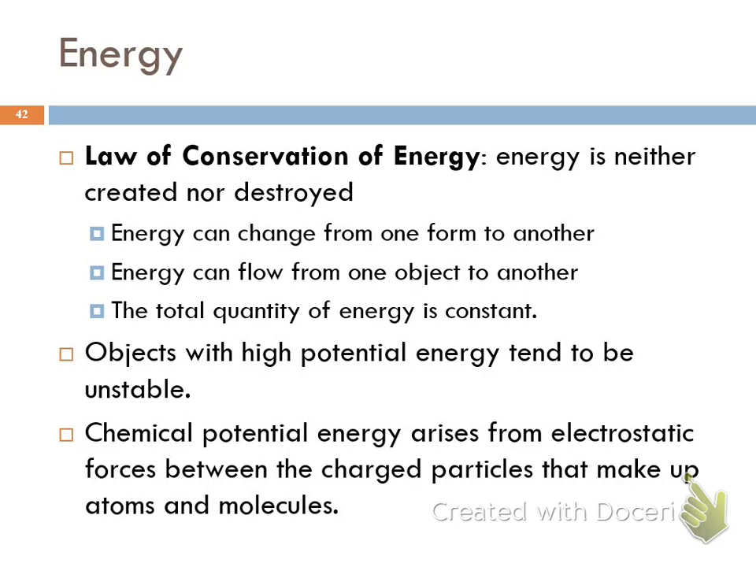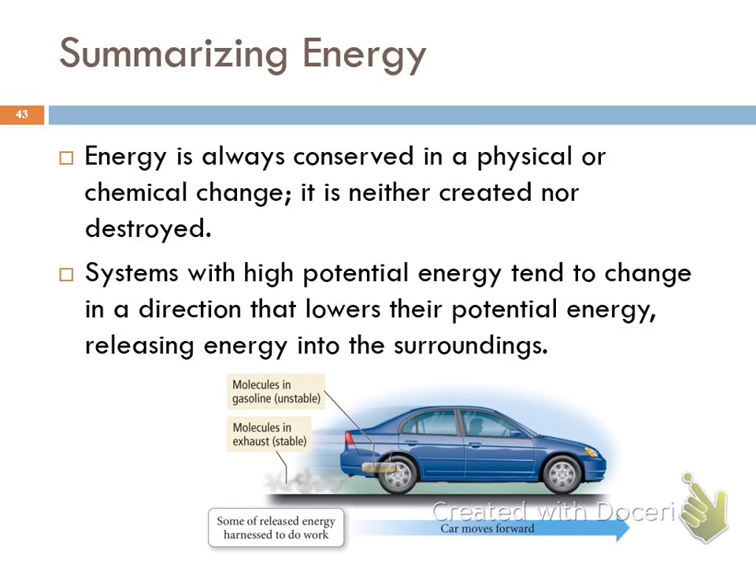Objects that have high potential energy tend to be unstable, like that weight at the top of a building. That's a physical potential energy. Chemical potential energy comes from the forces between the particles within a substance, between the atoms, between the molecules. There's a stored potential energy in the form of chemical energy. And that's why gasoline can be used to power a car. There's a lot of potential energy in the gasoline.